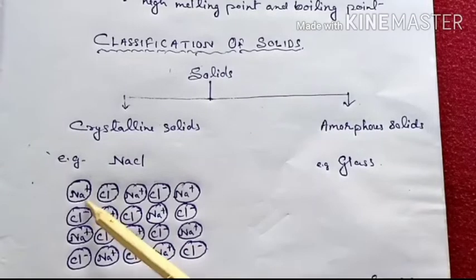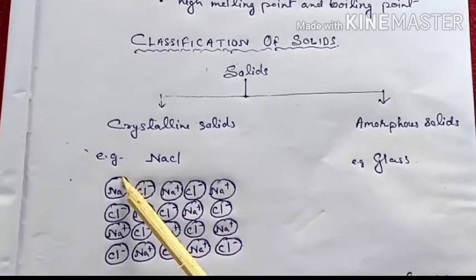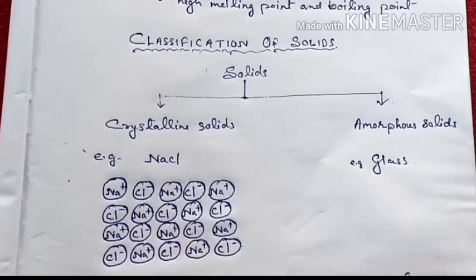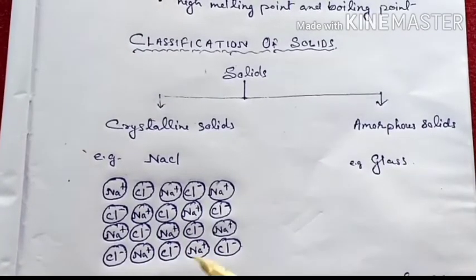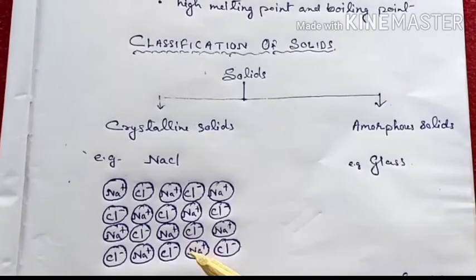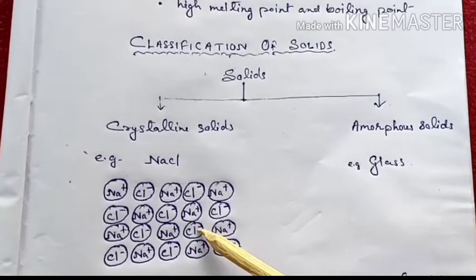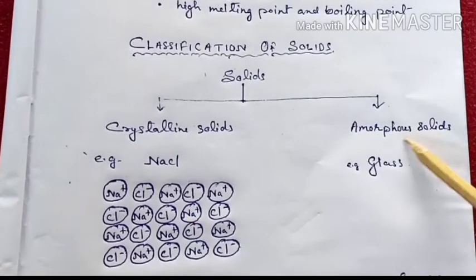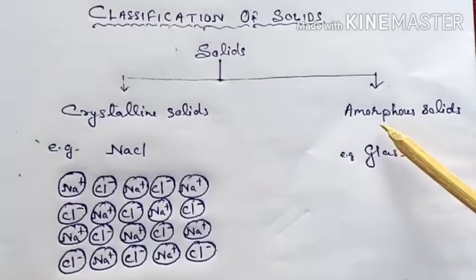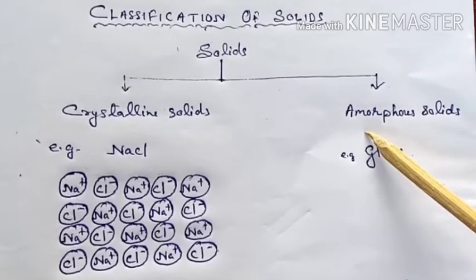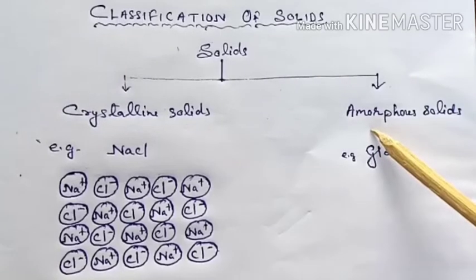If we move from left to right or from top to bottom, wherever you can move, you can see that the arrangement is regular. So we can say such kind of crystals will be called crystalline solids. So the crystalline solids are those where the constituent particles have the regular arrangement. On the other hand, in amorphous solid, the constituent particles do not have the regular arrangement.